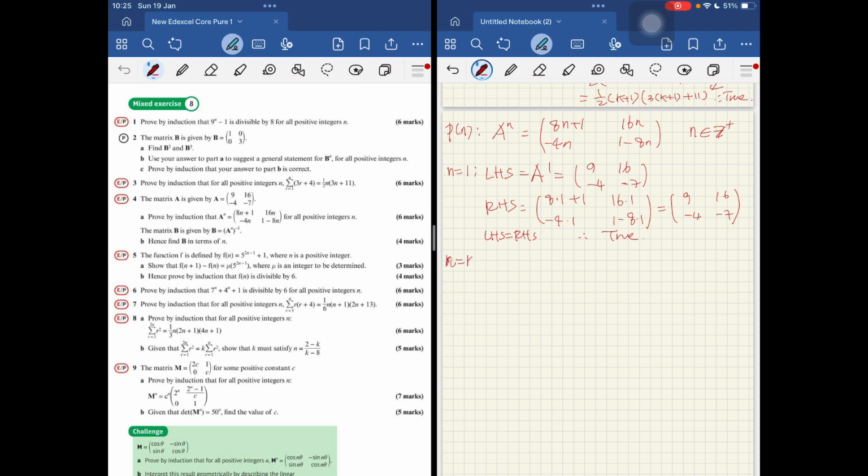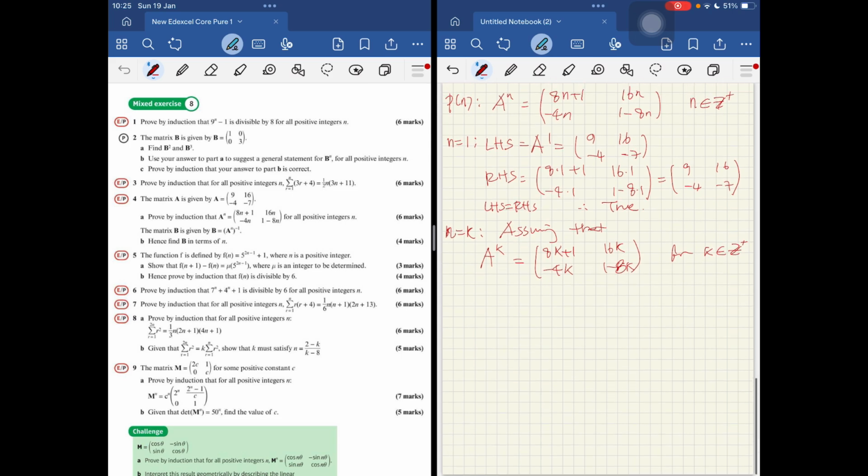When n equals k, assuming that A to the power of k becomes (8k plus 1, 16k; negative 4k, 1 minus 8k), for k in Z plus. n equals k plus 1.